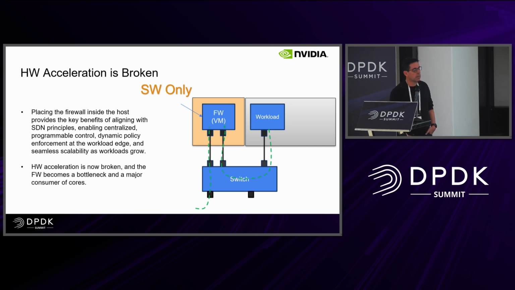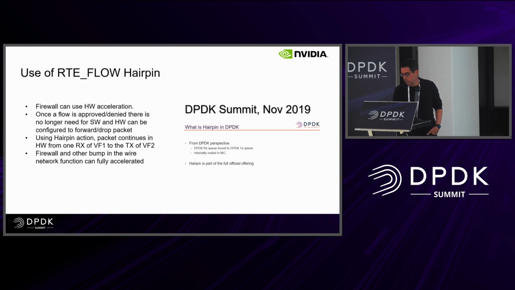But the problem is that we break the hardware acceleration now. Okay, it's no longer fully hardware accelerated because you accelerate from the wire to the firewall, from the firewall to the switch, from the switch to the workload. This is fully accelerated. But the firewall itself is now software only, and we are back to the problem that we cannot provide enough performance to the customers, or we need to put too many cores, and then it's not effective.